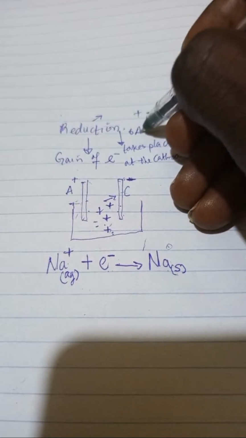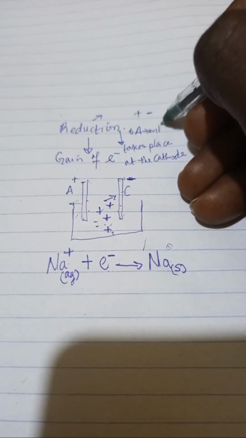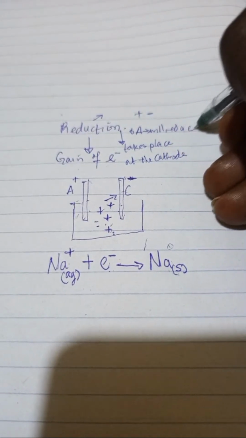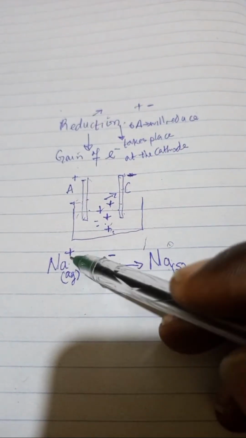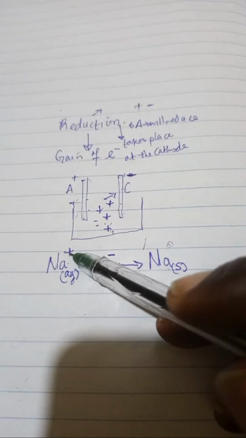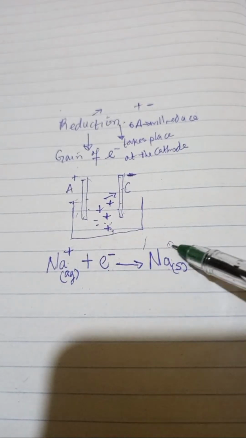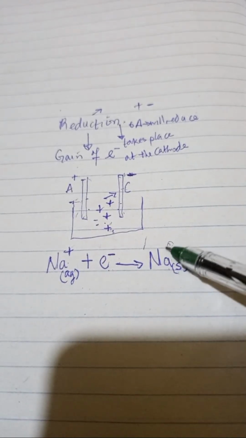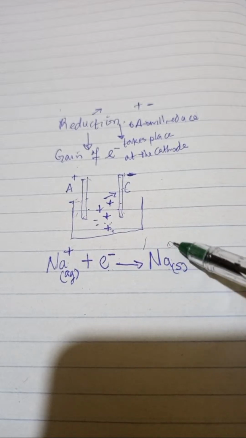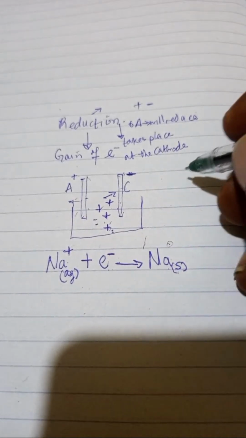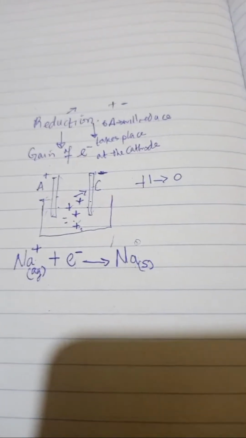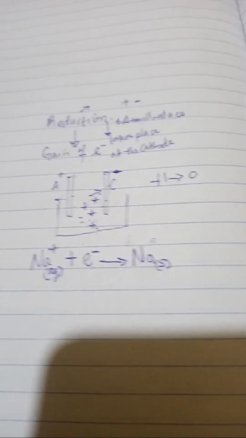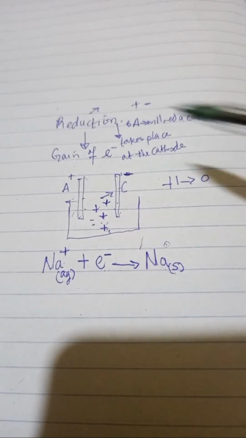That's the meaning. Reduction means that the oxidation number will drop. Once the oxidation number reduces, that is reduction. Don't confuse yourself. This is plus 1 now, but here, what do you have? 0. It does not have any charge. That means it's 0. If plus 1 changes to 0, what's the meaning? That means it reduced. And if something is reduced, that means it has undergone reduction.